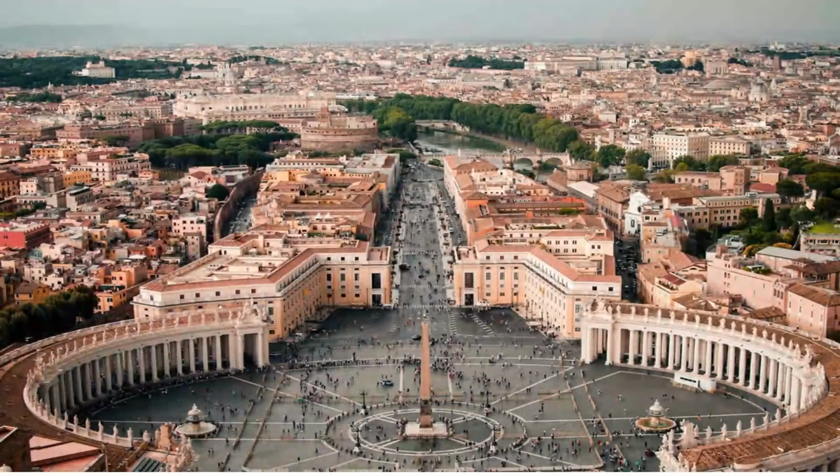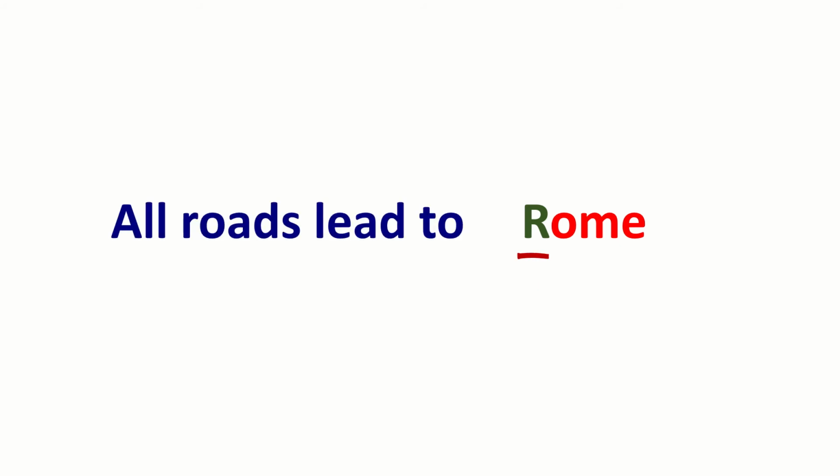Next, this is a place, this is a city, it's Rome. The first letter is capital because it's a proper noun. All roads lead to Rome. The meaning of this proverb is, we try several methods for something, but the final result is always the same. That's why we use all roads lead to Rome. This is a proverb.